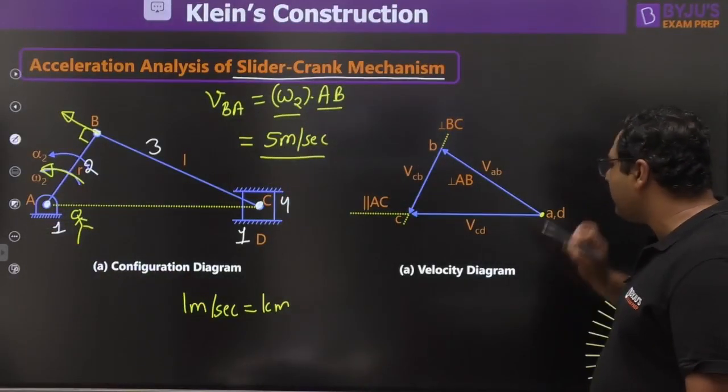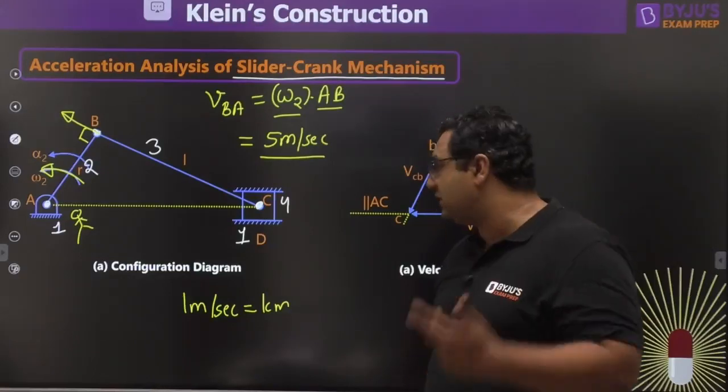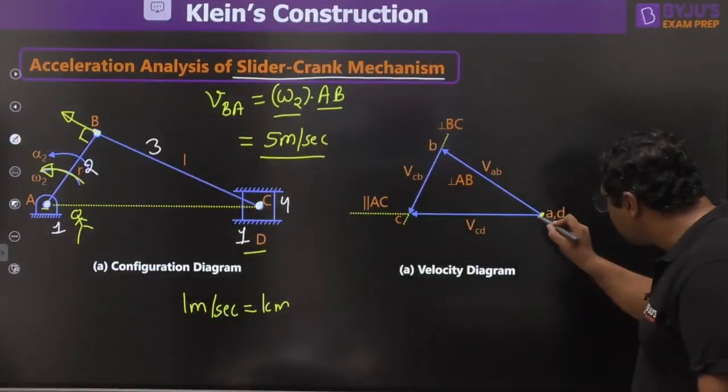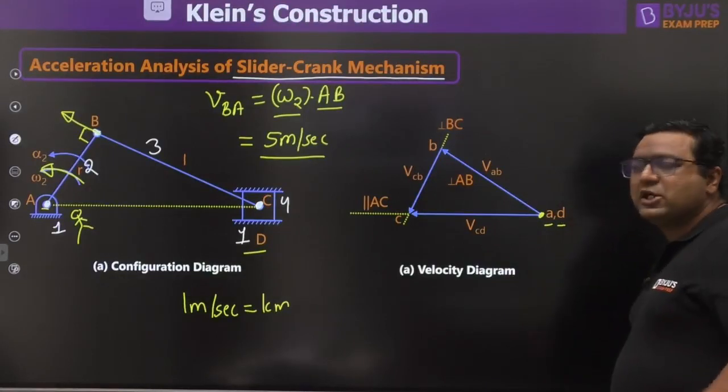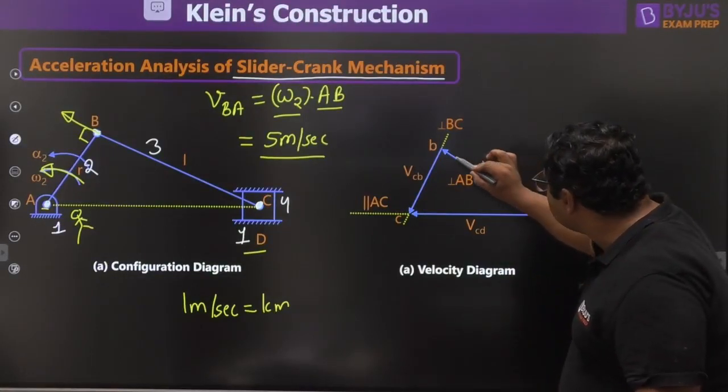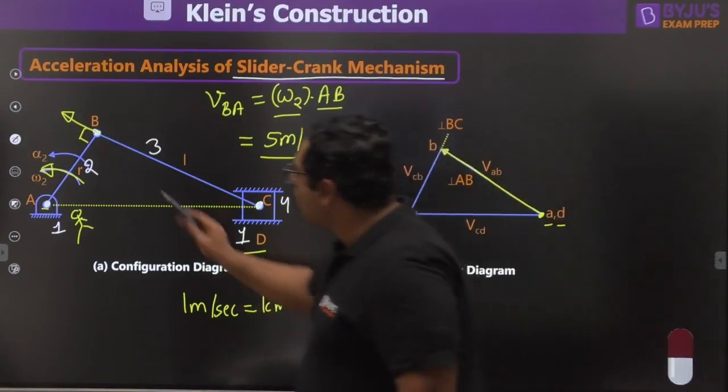First of all, we will mark the points which are fixed. A and D are the fixed points, so we have made small a and d here. Velocity diagrams are shown by small letters. So this will be the velocity AB. You can see I already knew the direction.